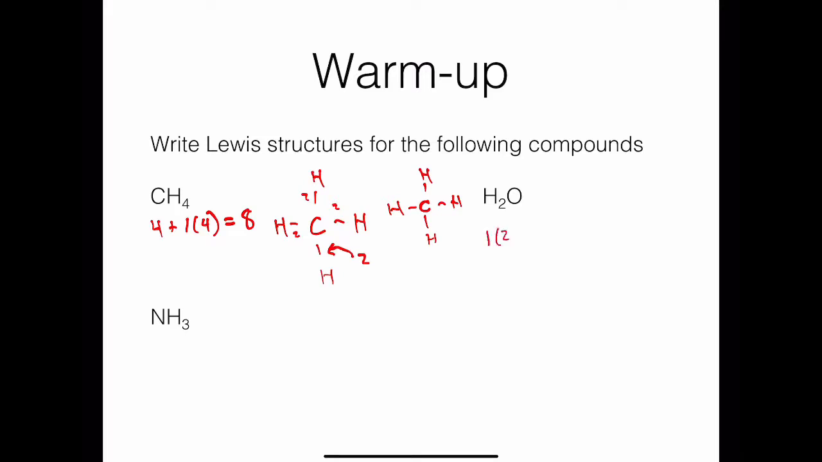Now H2O. We want to look at hydrogen, which is in column 1. There are 2 of them. And then we're adding that to what oxygen contributes. It's in column 6, so it contributes 6 valence electrons. This, again, gives us a total of 8 electrons. At this point, we're going to do the same thing we did before. We're going to put oxygen in the middle, and we're going to put a hydrogen on either side.